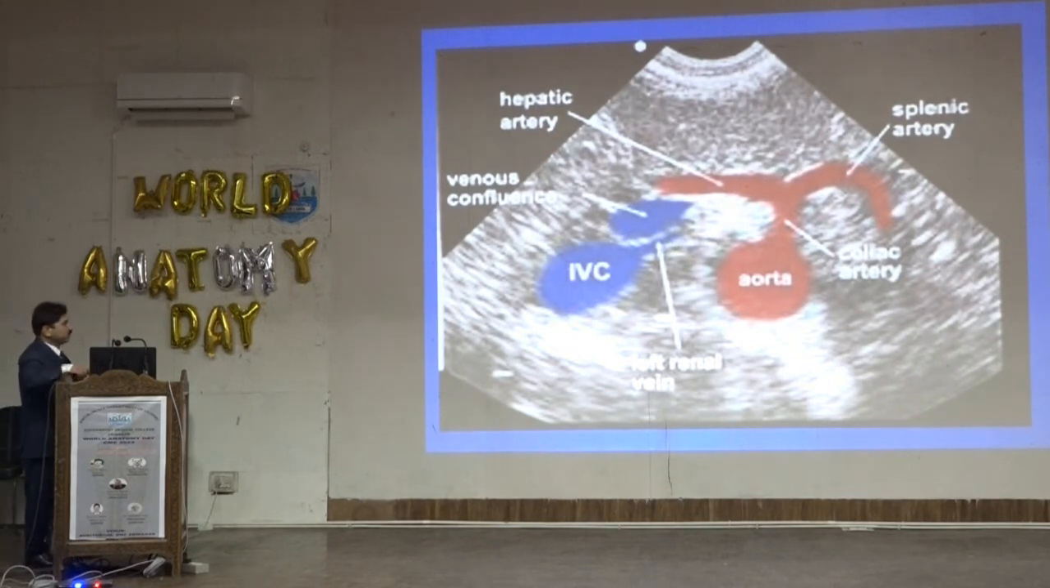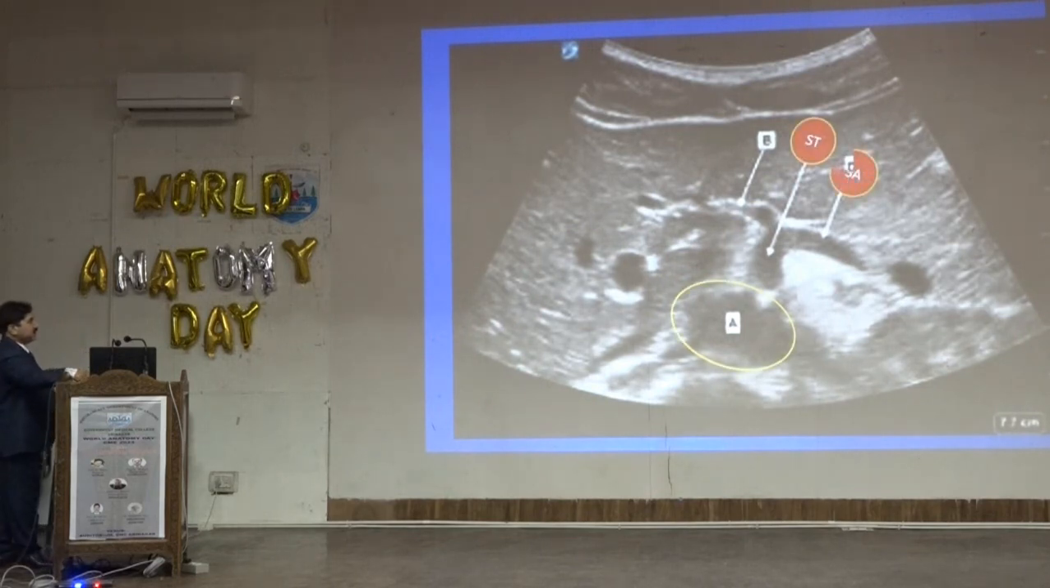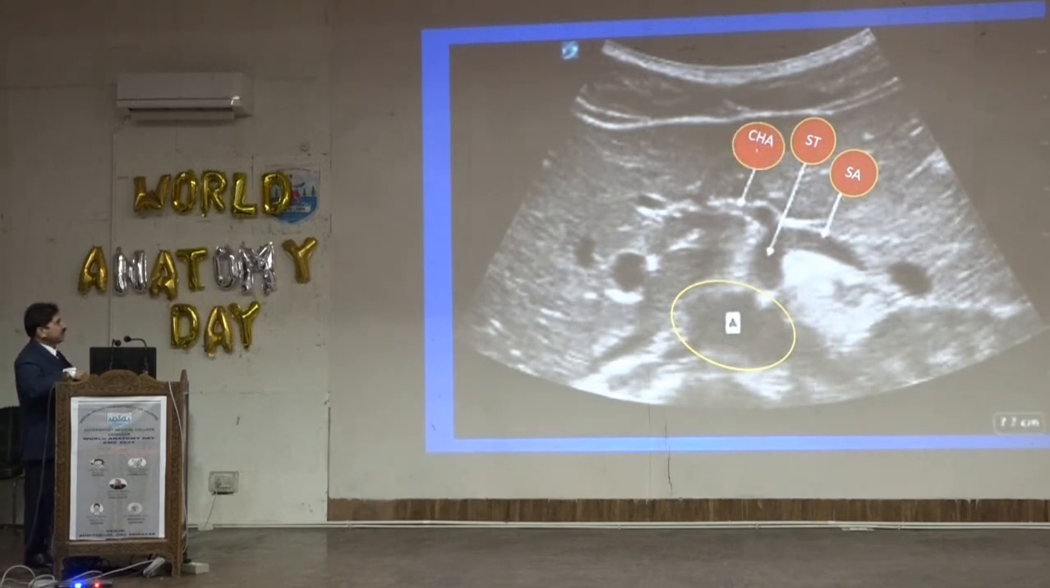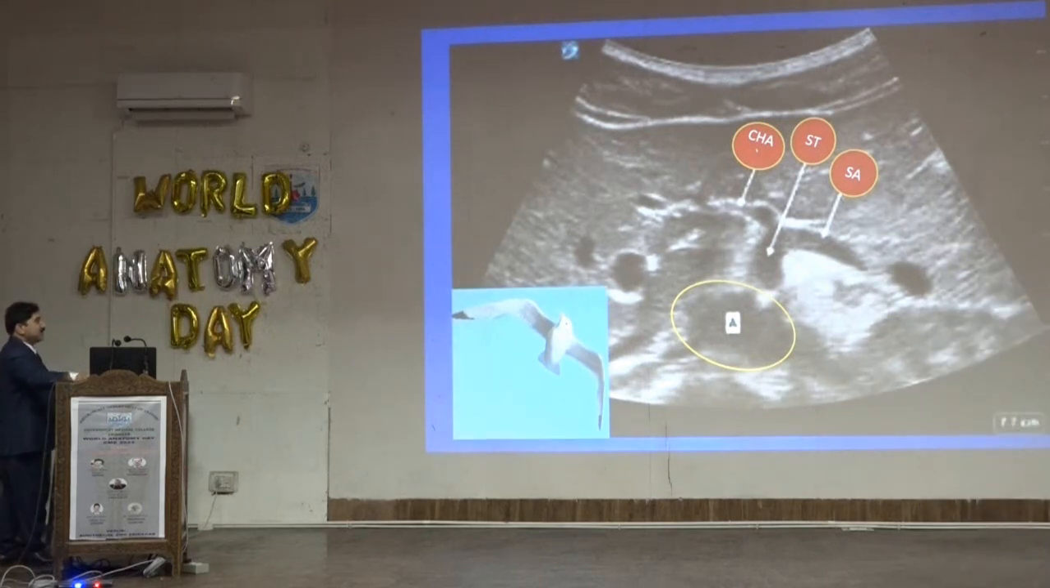We can also see, using ultrasound, other branches of the abdominal aorta. So in this picture, this is the abdominal aorta, and the abdominal aorta gives the celiac trunk, which divides into the splenic artery and hepatic arteries. And this pattern, we call it the Seagull sign.